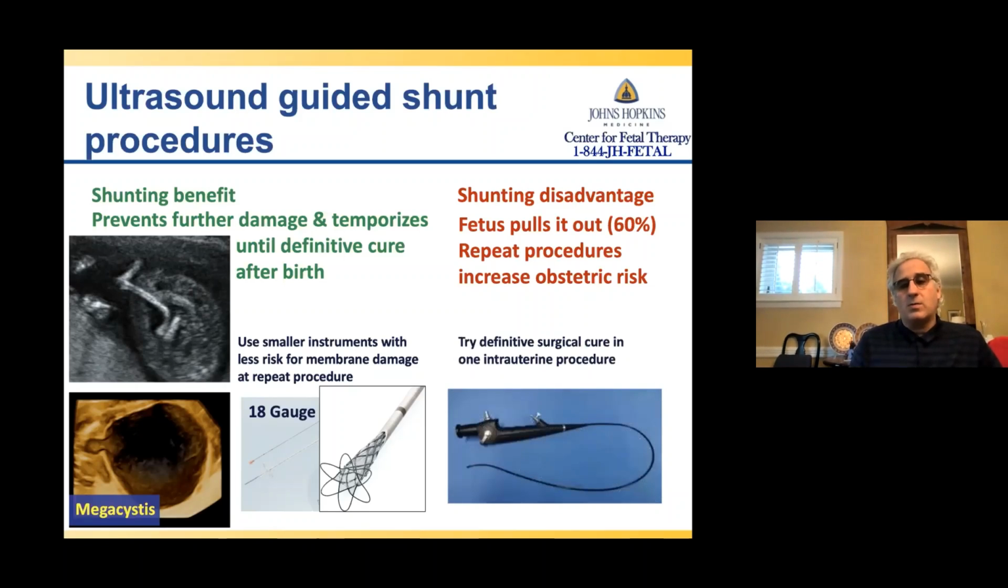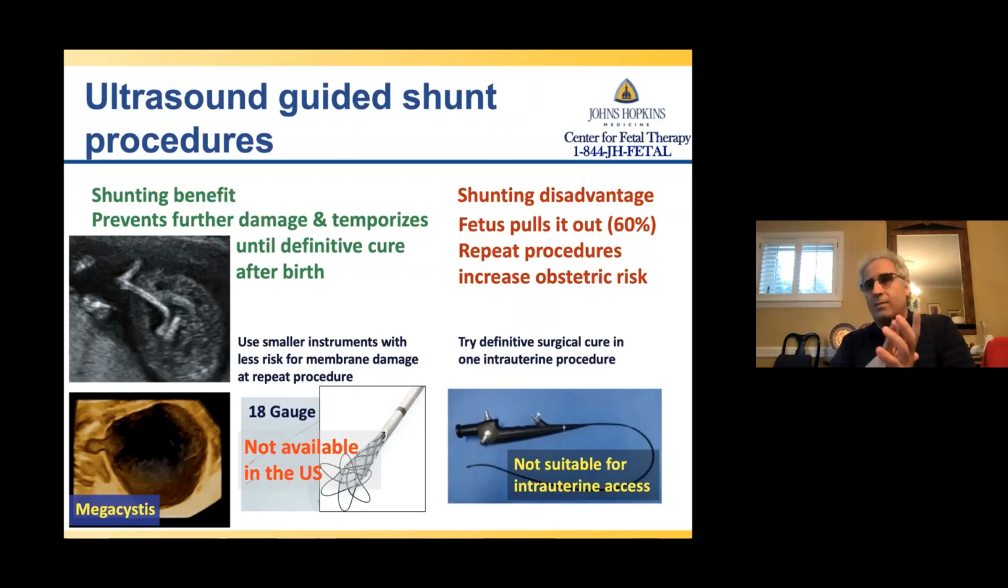Or what you could do is you take a small instrument, like a microscope, and do the definitive cure by a surgical procedure. Now, the problem with that is that this is not available in the US, and this is just a tad too big and not suitable for intrauterine access. So this is a pediatric uroscope. It has a working channel. It can be worked around. But when you start bending the tip and if you were to put it into the fetal bladder, it would get against the wall. It is really not well designed for that narrow space.